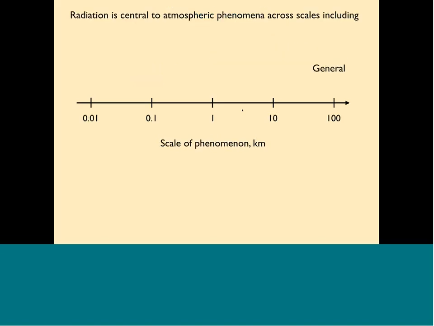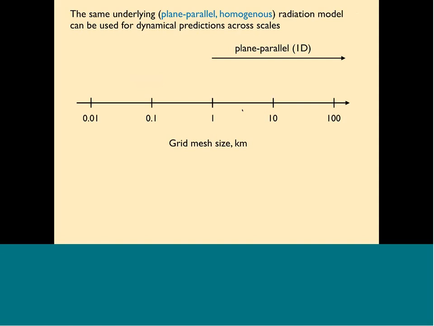You'll notice, just to go back and forth, that I'm looking across a range of scales. In the next slide, that's two orders of magnitude smaller, because I'm looking here not at the scale of phenomena, but at the scale of the grid mesh. What I want to explain is that we use the same underlying radiation model, the same conceptual model, for essentially every prediction that we make. And that model has two important assumptions in it: one is that it's plane parallel, and the other is that it's homogeneous.